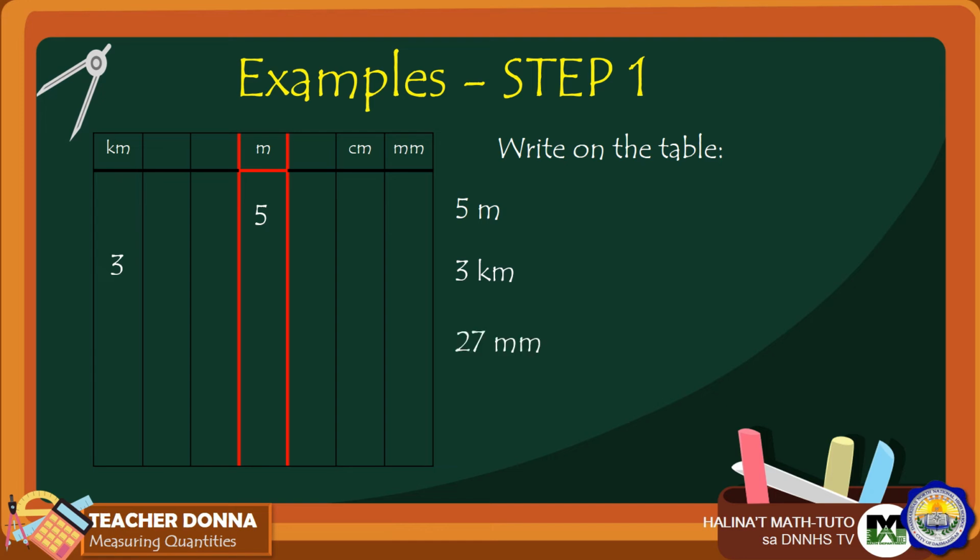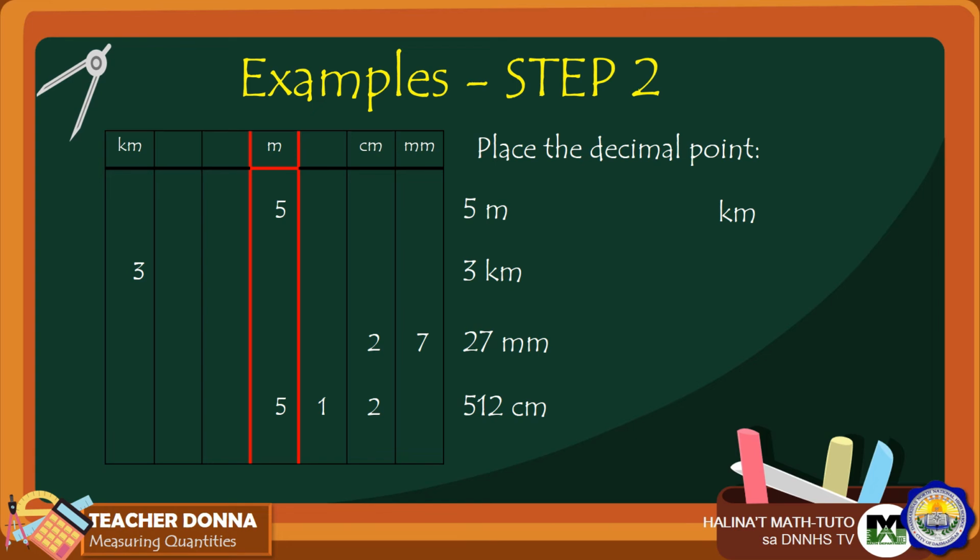27 millimeters. So, hindi natin pwedeng isama yung 2 at 7 sa column ng millimeters. So, ang gagawin natin, yung 7 sa millimeters, yung 2 under centimeter. And then, 512 centimeters. So, hindi din natin siya pwedeng pagsamasamahin lahat sa loob ng centimeter. So, ang gagawin natin, yung 2 sa centimeter, yung 1 sa kaliwa, at yung 5 sa kaliwa din.